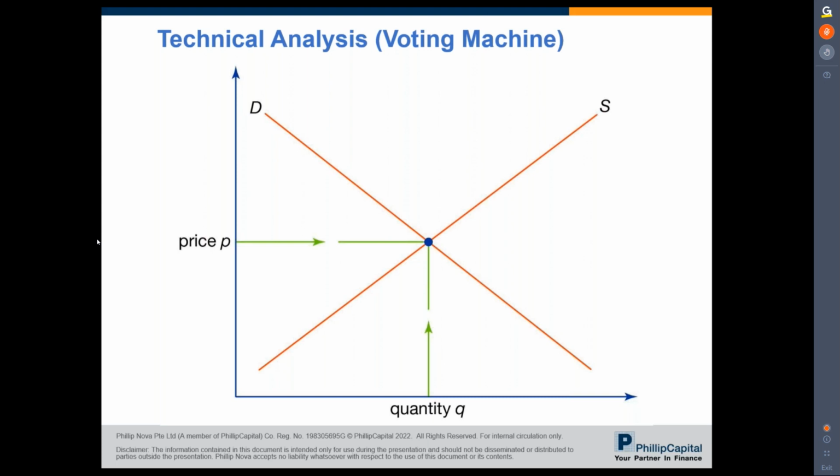So when there's a certain supply for certain goods or services, and when there's a demand for certain goods and services, right? The market will often come to an equilibrium price such that both this supply and demand will meet.